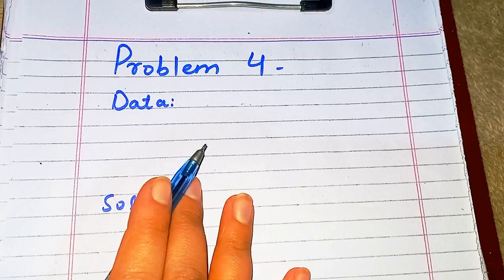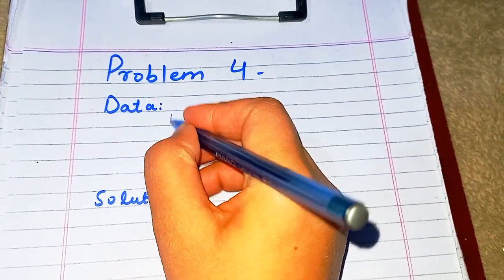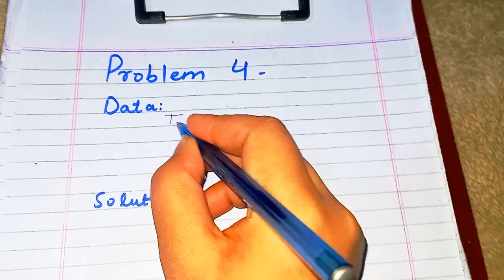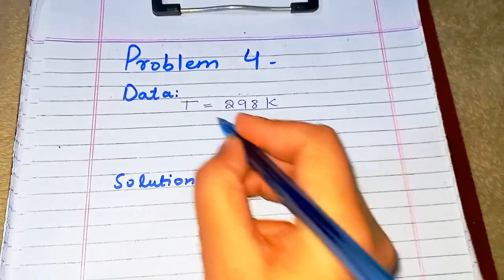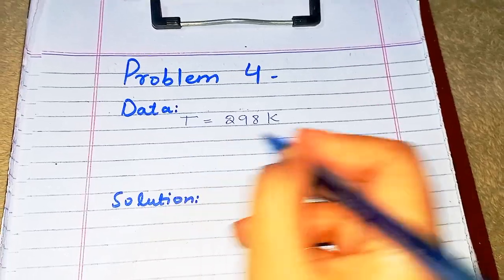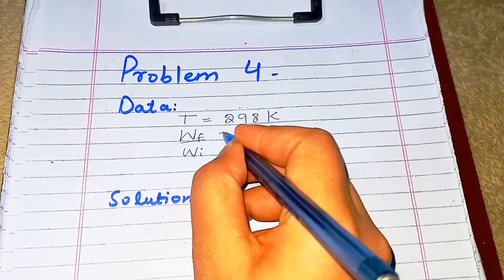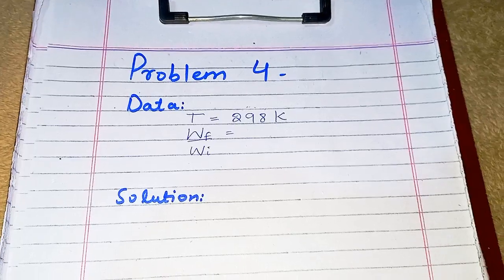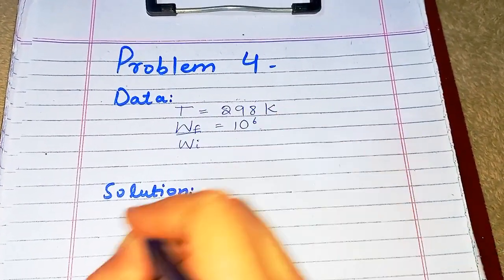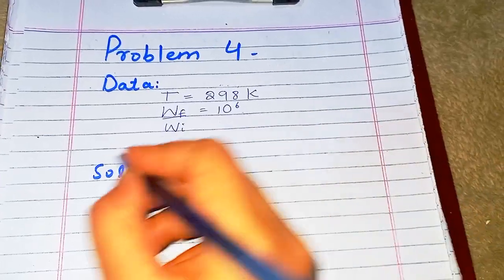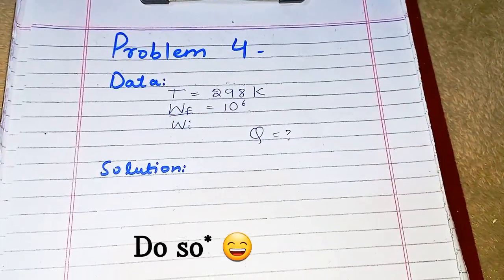The problem is really simple, and let's write the data. We have temperature, let it be represented by capital T, 298 Kelvin. Then we have the number of accessible states that increases by a factor, which is Wf by Wi. This is the notation that has been used in the book as well. That is why I'm using it here. It's 10 to the power 6. And we have to find out the Q that must be added to do so.